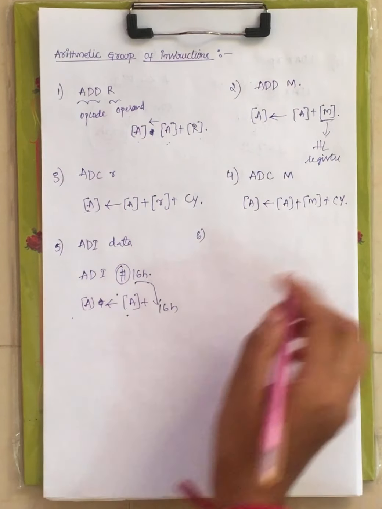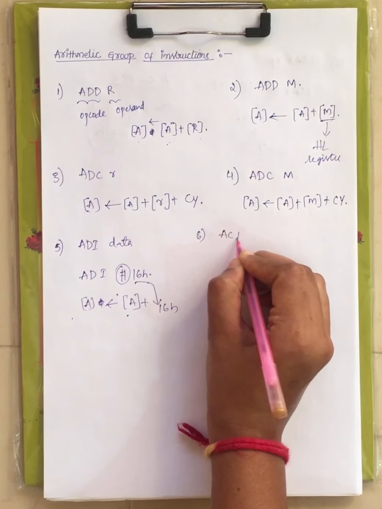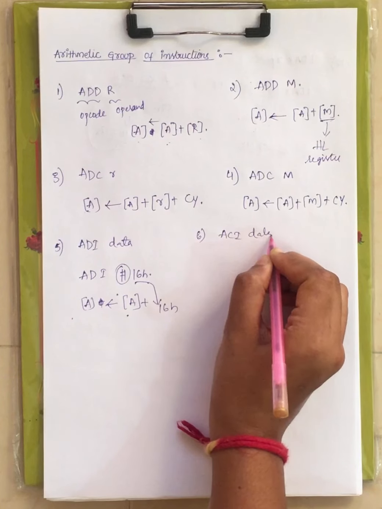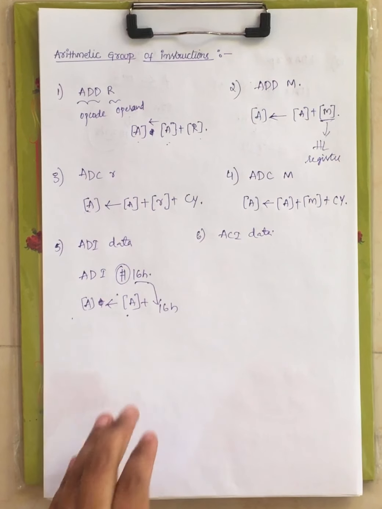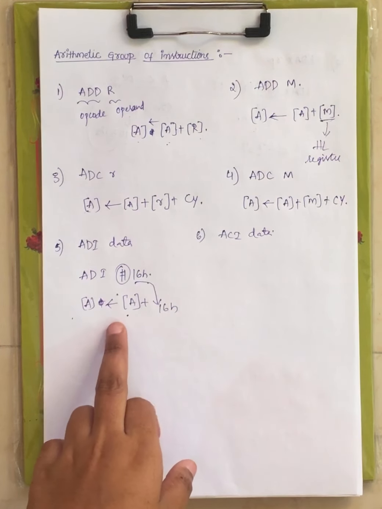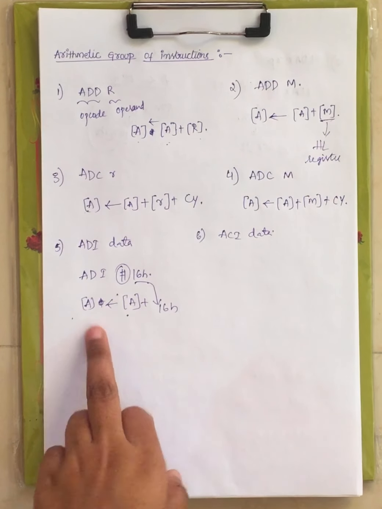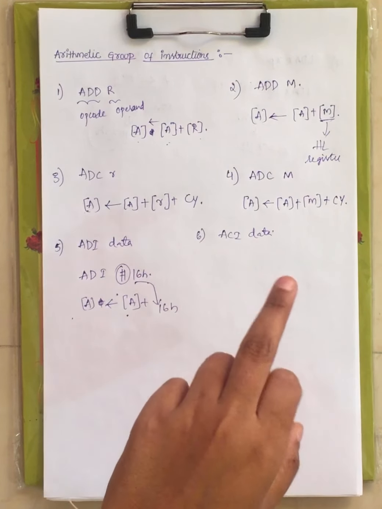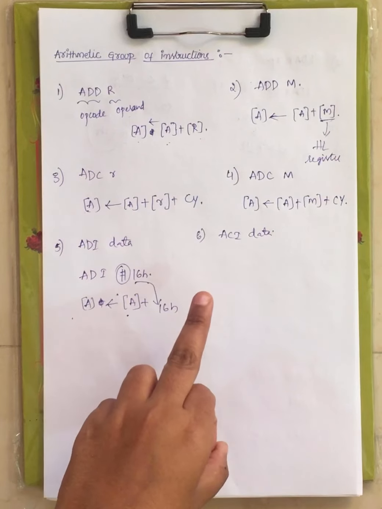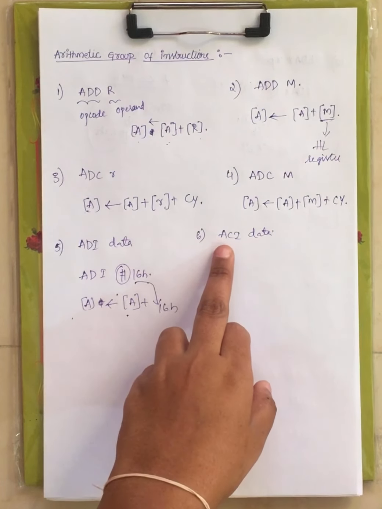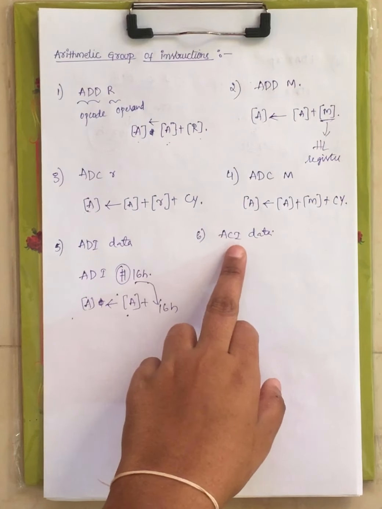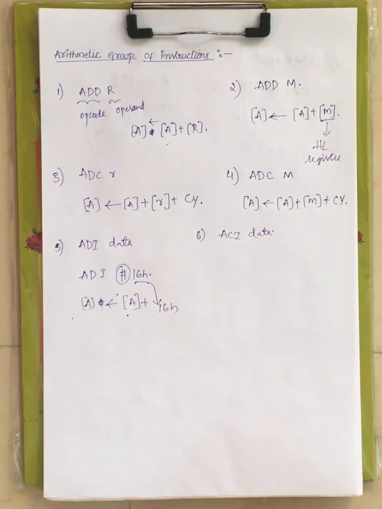Now coming to the sixth instruction, ACI data, right? Now what is its meaning? Here we have just added the data, add immediate data. Here we are adding immediate data with the contents of the accumulator along with carry, right? Adding the contents of the accumulator along with carry with immediate data.